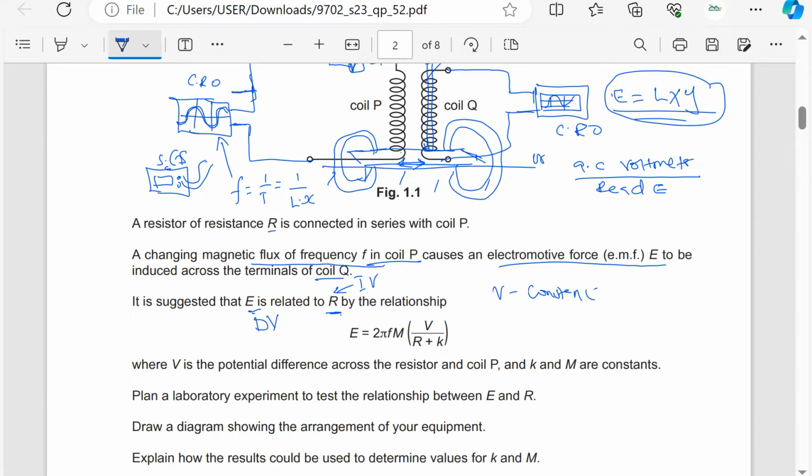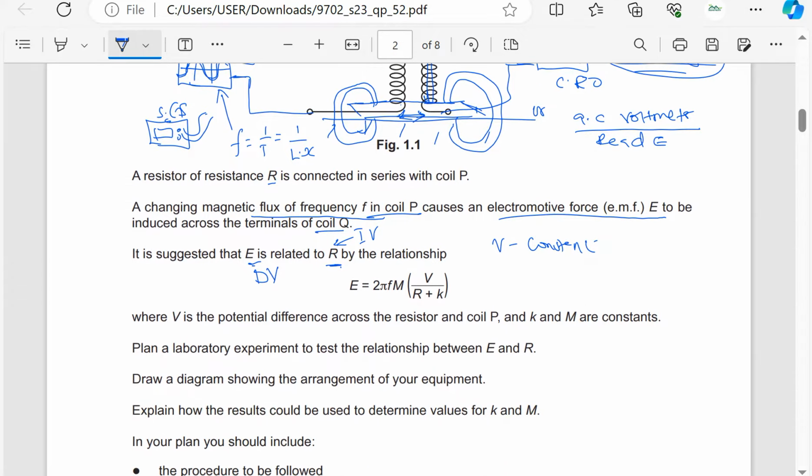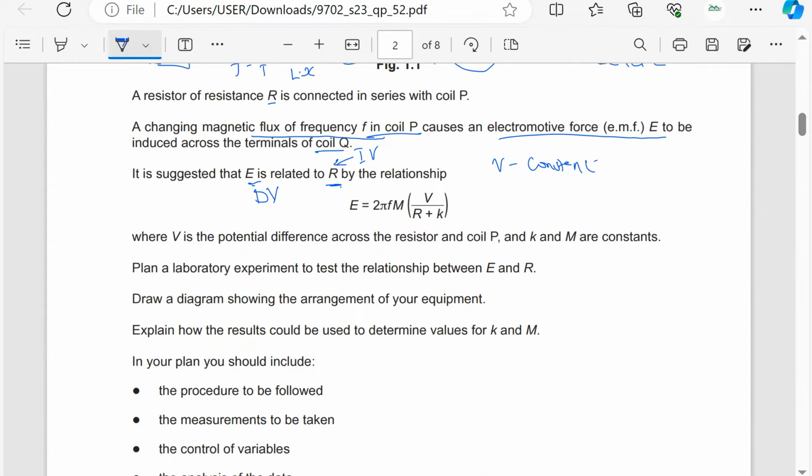So every time I'll be adjusting the CRO so that I get a certain frequency for which V is the same as before. So I'll ensure that V is constant. I will ensure that the distance between the coils is constant. I will ensure that the number of turns is constant, but I will use a large number of turns so that I have a large value of E. I'll put an iron core so that the induced EMF is large enough. Okay, so where V is the potential difference across the coil, P and K and M are constants.